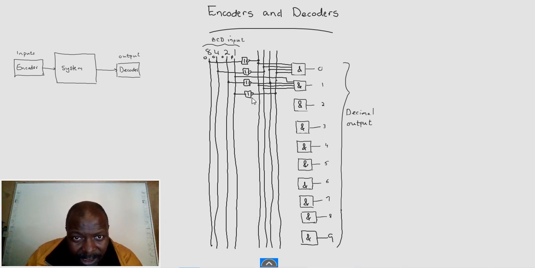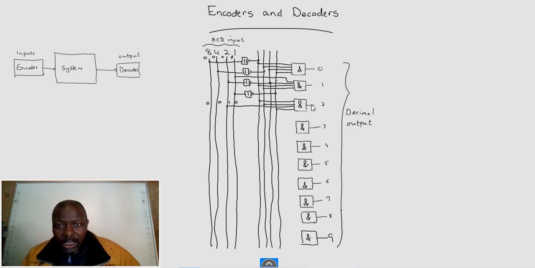Now, obviously for 2, the 8 is inverted, so that if it's a 0 there, and then a 4 needs to be a 0. So a 2 has to be direct, but a 1 has to be a 0. So that when I've got the combination 0, 0, 1, 0, the other zeros are inverted into 1s. Only the 2 comes direct, and it's a 1 already. So that combination will work.